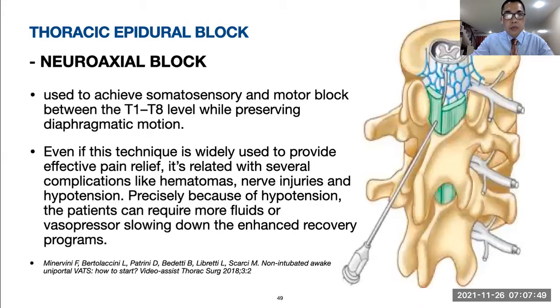The thoracic epidural block is a neuraxial block used to achieve a somatosensory and motor block between the T1 to T8 level while preserving diaphragmatic motion. According to Dr. Minervini, this technique is widely used to provide effective pain relief. It is related to several complications like hematoma, nerve injuries, and hypotension. Precisely because of hypotension, the patient can require more fluid or vasopressor, slowing down the enhanced recovery program.